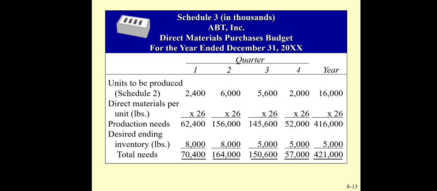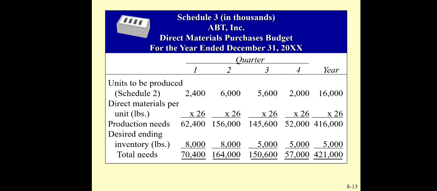So the first thing you have to remember is, when you prepare budget number 3, you refer to budget number 2. Like I said earlier, the direct material cost is calculated based on the number of production. The higher the production, the higher the material cost. The first item in the direct material budget is the unit to be produced, which comes from the production budget.